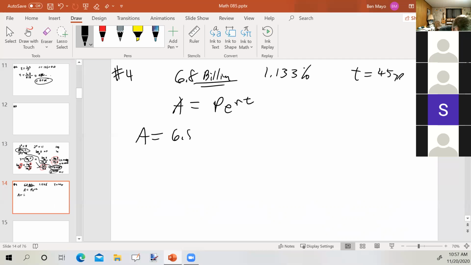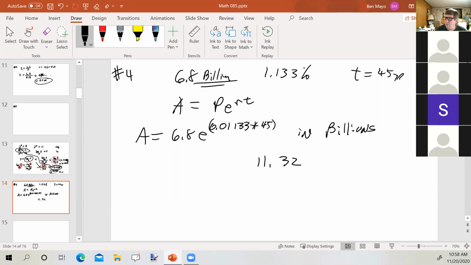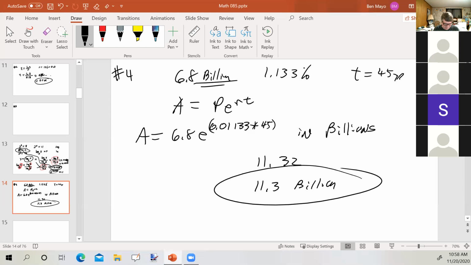So A equals 6.8 e to the 0.01133 times 45, and this is in billions. You all right with that? Yes. Okay, so now 6.8 e to the 0.01133 times 45, close it up, and I'm getting 11.32. And you said to 1 decimal place? Yes. So 11.3 billion is what the answer should be.